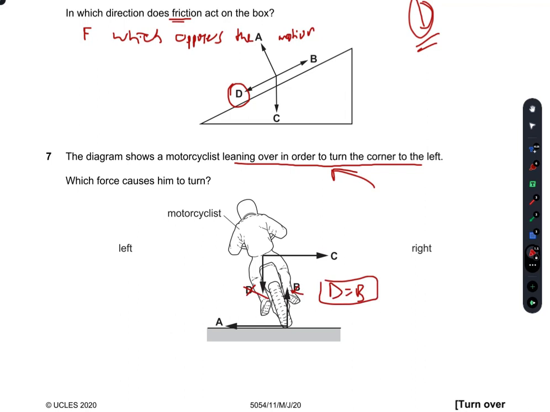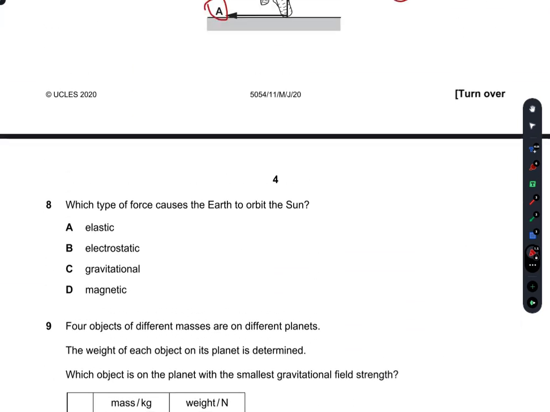It is not moving in the air, so D and B are equal, and C and A are not equal. If C and A were equal, the motorcyclist would have been moving in the straight direction, but he is moving towards the left. So the A force is responsible for moving this motorcyclist towards the left. So A is the right answer.